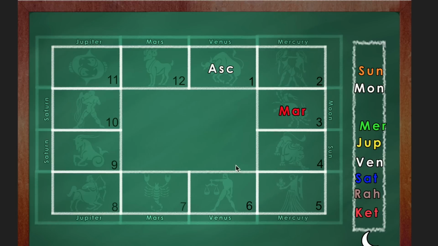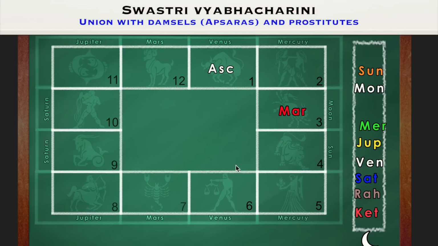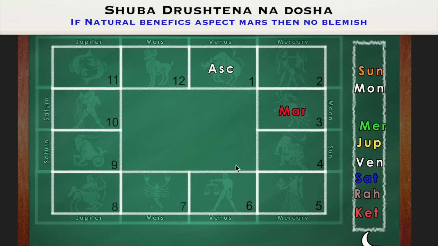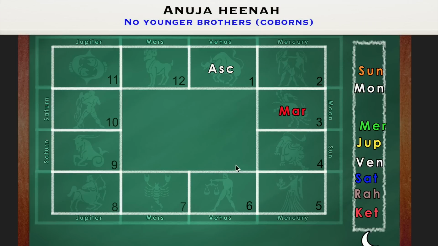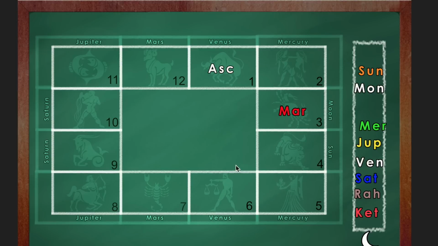So now let's find out what Sage Bhrigu has instructed us in Bhrigu Sutram. I'm referring to the translations by Dr. G S Kapoor. Mars in the third house. Swastri Vyabacharini. Shubhadrishte na doshaha Anuja Hina. Now let's see how this has been translated. If Mars is in the third house, the native will have no younger brothers or sisters, and the native's wife will be of questionable character, but this will not happen if Mars is aspected by benefic.